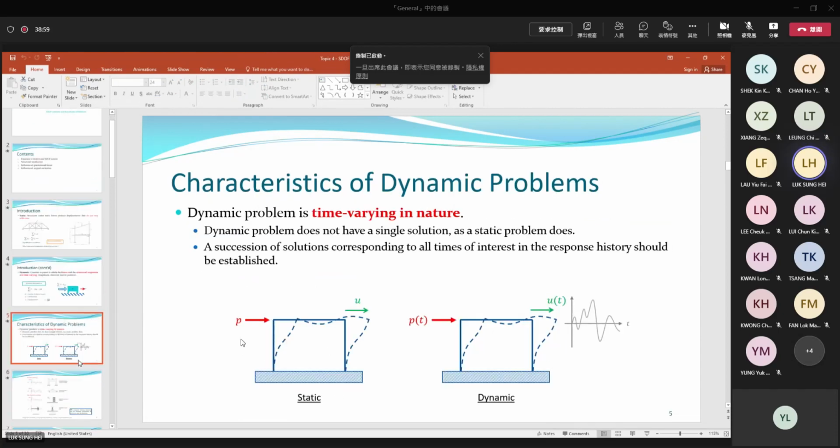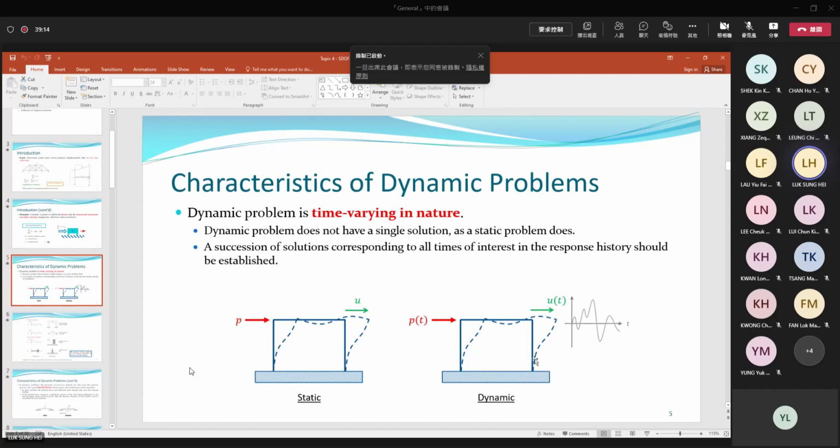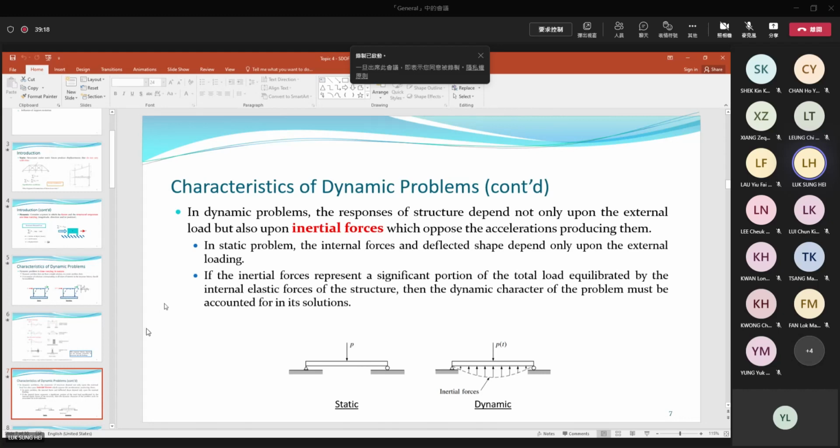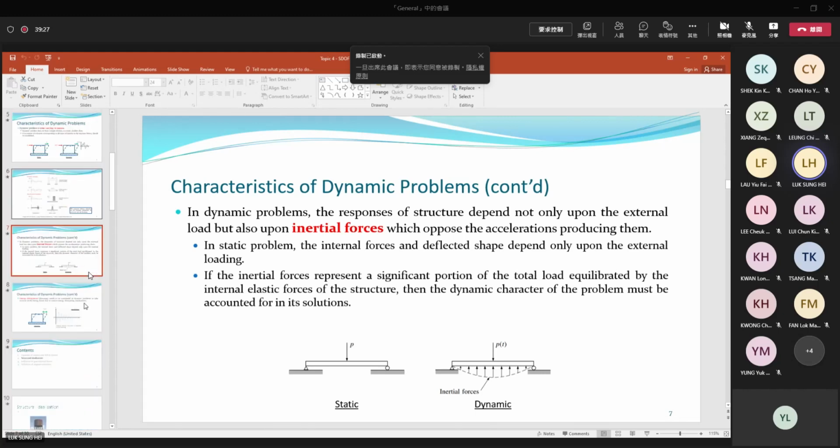And then we introduced some characteristics last time. For our dynamic problems, everything becomes time varying in nature. The force, the displacement, the velocity, acceleration, everything changes with time, not a single value. This is one major difference between static and dynamics. And then we have to consider inertial force. The mass starts to contribute to our equations. You will see where they are in our equation very soon.